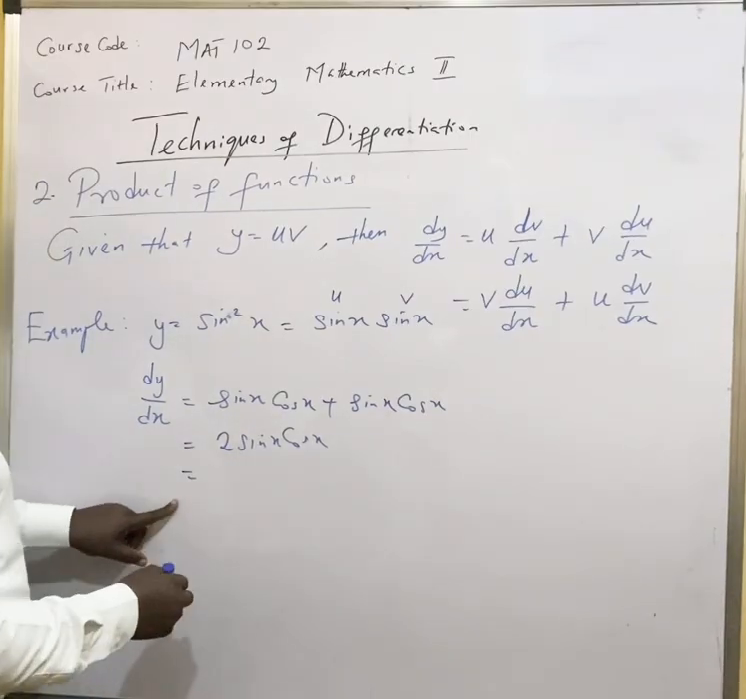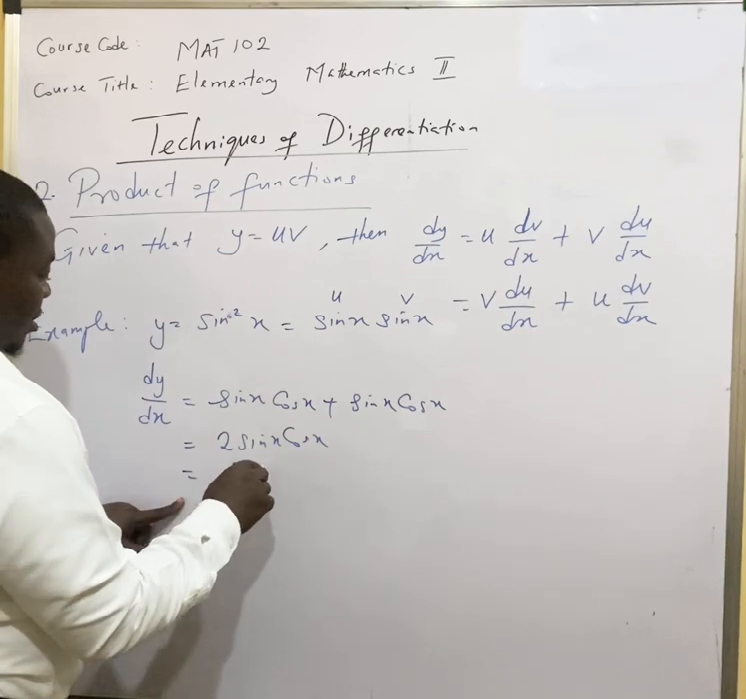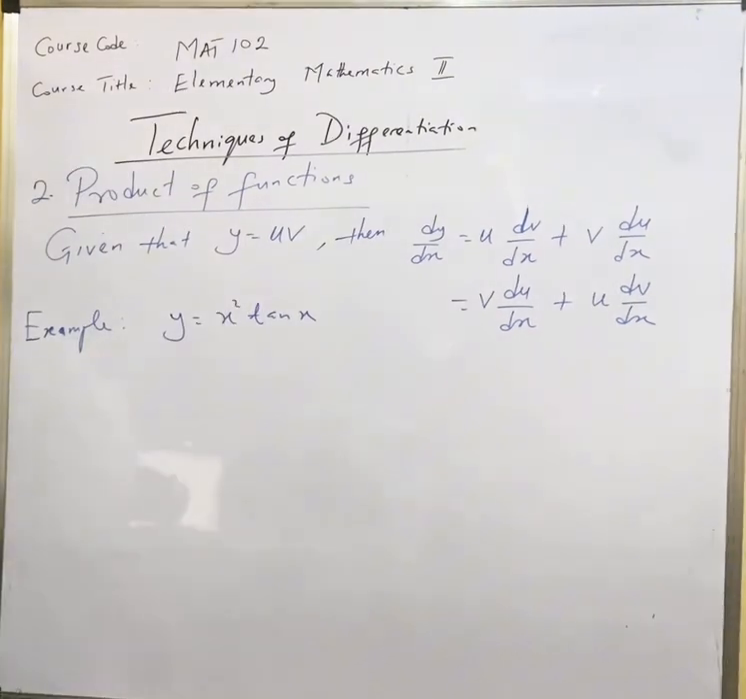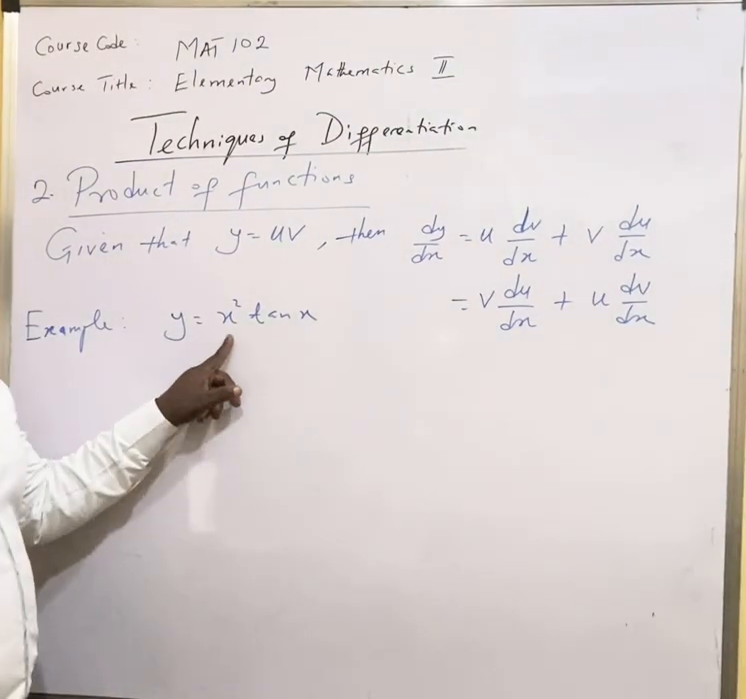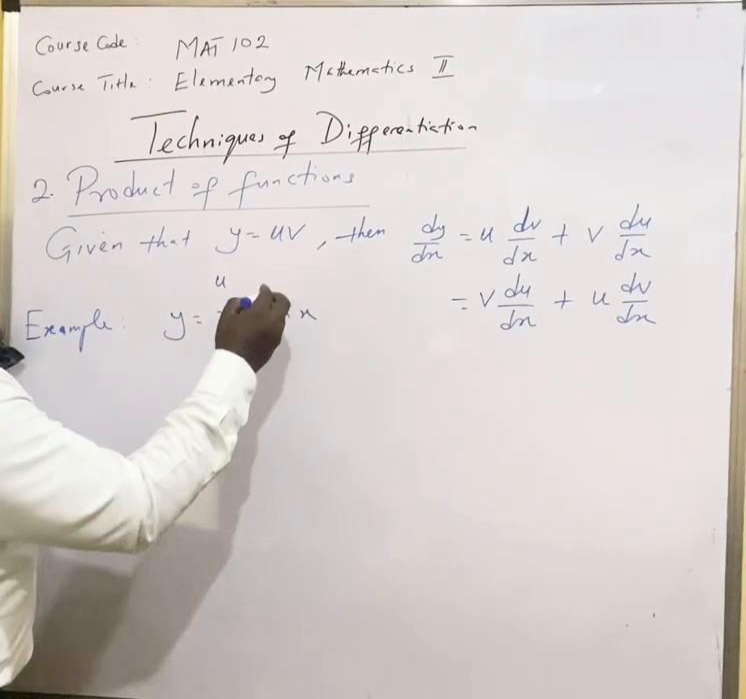To simplify this further, from our knowledge of Math 101, we have this as sine 2x. Next example: we have a product of two functions. The first function is x squared, while the second one is tan x. How do we solve this? You take the first one to be u and the second one to be v.